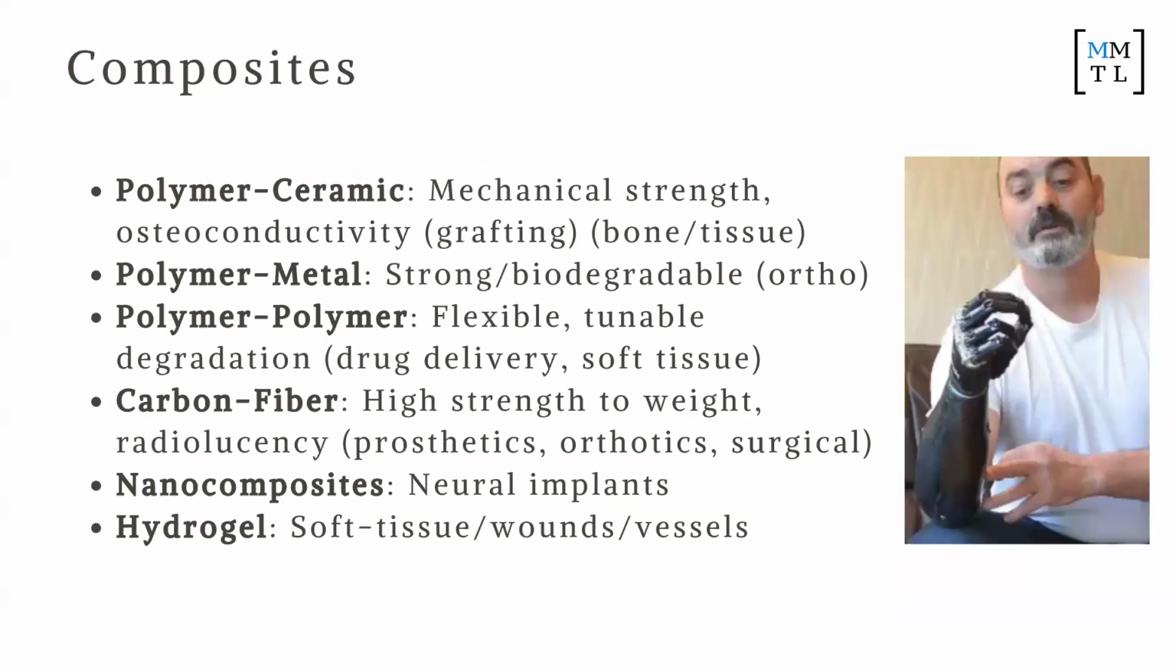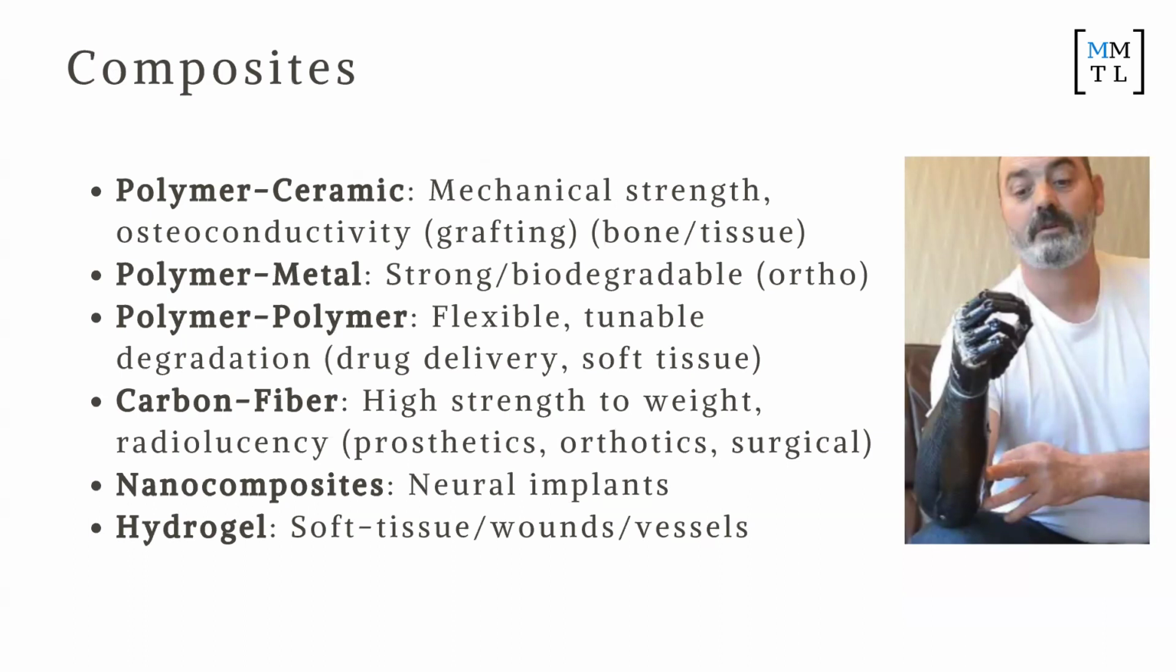All right, and then the final one. Composites are a mixed bag because it's merely a combination of two different materials. So you'll see polymer-ceramic, for example, which gives mechanical strength and osteoconductivity. So it allows you to graft to bones, right?